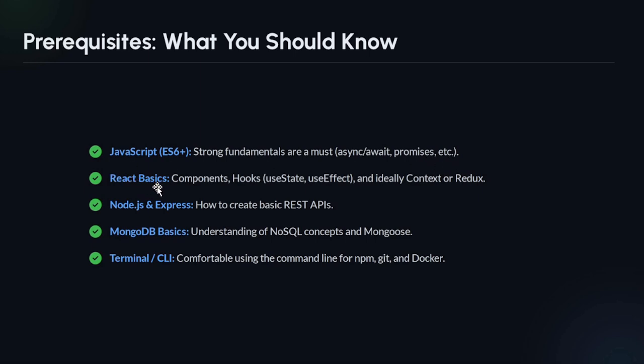Some React basics like what are components, hooks, useState, useEffect, and also what is Redux. In Node.js and Express, you can see how to create a basic REST API. In MongoDB basics, you can understand NoSQL concepts and Mongoose. At last, you can understand basic terminal commands, which we will use in our project, like npm and node commands, git for GitHub, and docker commands.